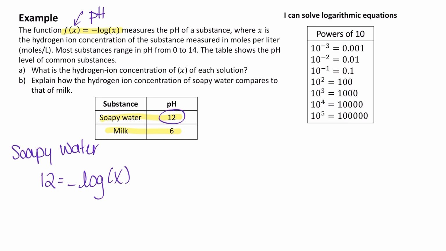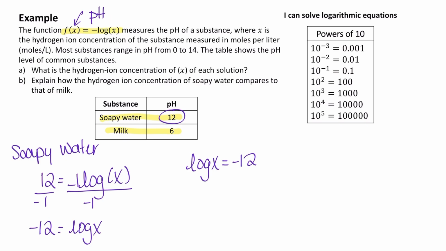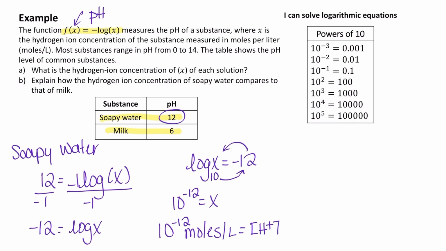Well, I'm going to start off by taking care of that negative, right? So that negative is basically a negative 1, so I can actually divide both sides by negative 1. So that gives me negative 12 equals the log of x. So just so you can see what I'm doing, I'm going to flip this equation. I'm going to write this as the log of x equals negative 12. Well, now you can see this is the common log, so I can rewrite this in exponential form. So this tells me that 10 to the negative 12 equals x. So 10 to the negative 12 moles per liter is the concentration of hydrogen ions for soapy water.